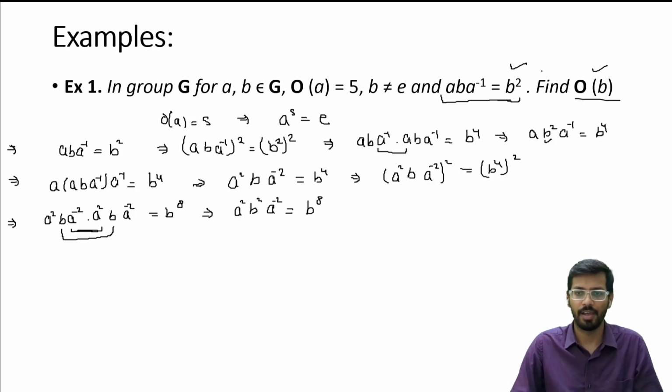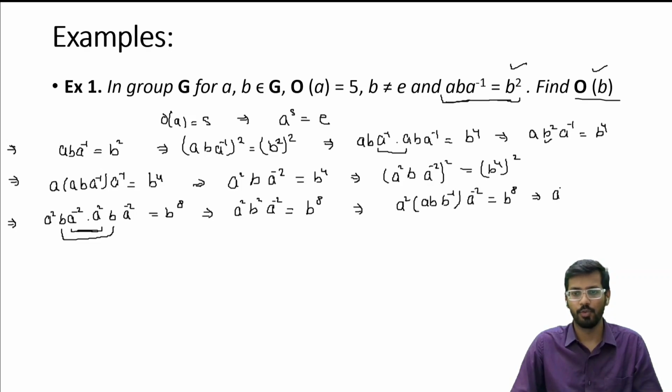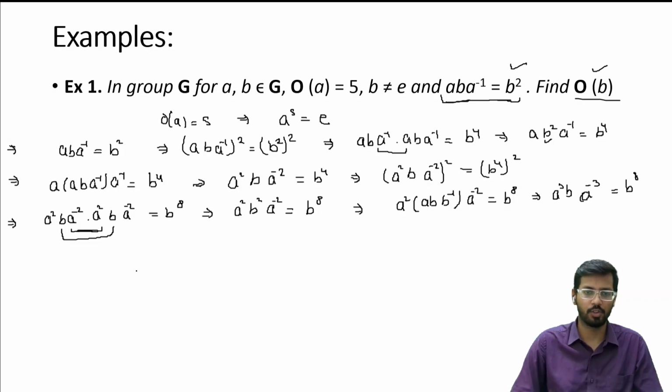Okay, and again we will put the b square value from this equation. So that is equal to a square a b b raised to power -1 a raised to power -2, that is equal to b raised to power 8, or we can write a cube b a raised to power -3 that is equal to b raised to power 8. Now take square again in both sides.